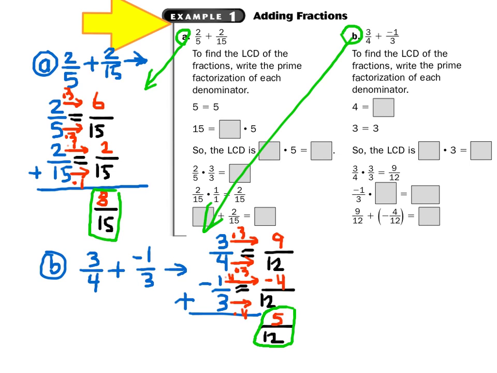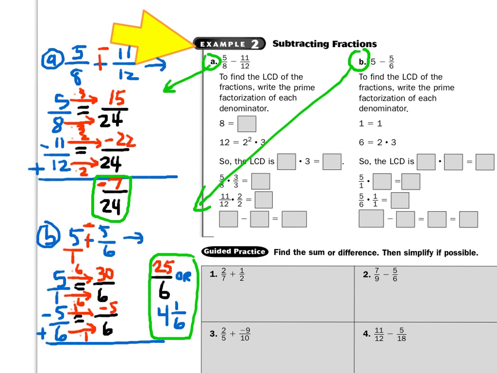Start at the 4. 4 goes into 12 3 times. Bring that upstairs. 3 times 3 gives me 9, and I put that on top. Okay, start at the 3. 3 goes into 12 4 times. Bring that upstairs. -1 times 4 gives me -4, and I put that on top. And now I add 9 plus -4 gives me 5. So I have 5 over 12. I cannot reduce, so I box my answer.